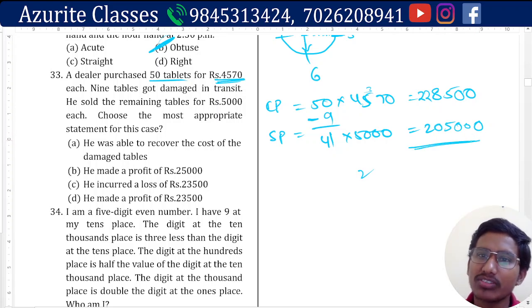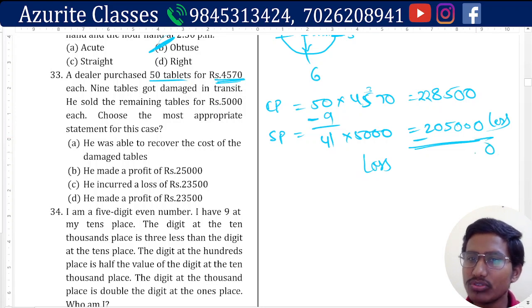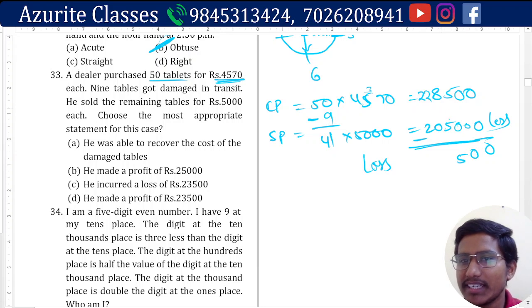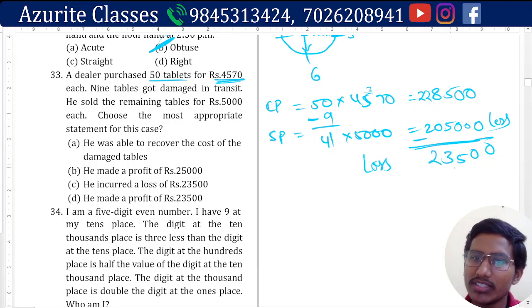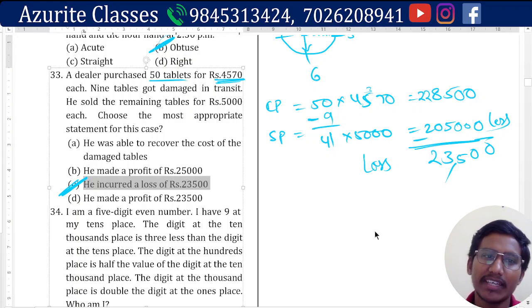So there will be loss. Selling price is less, so loss. So there will be a loss of how much? If you subtract both of them here, 0, 0, and then 5 here. Then 8 minus 5 is 3, and 2 minus 0 is 2, so 23,500 will be the loss. So 23,500 will be the loss, which means option C is the answer, right? He incurred a loss of 23,500. Okay.